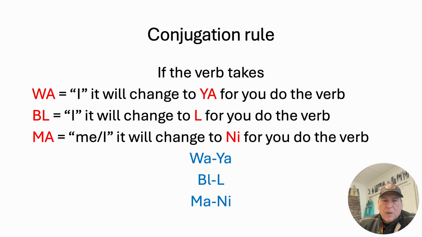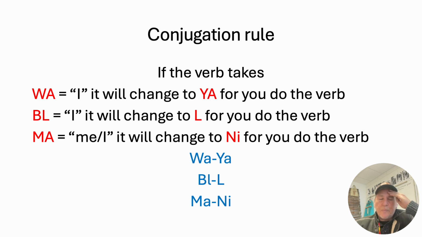Okay, so let's build off of that. If a verb takes wa to make it "I do it," then it's going to change to ya to make it "you do it." If it takes a BL to make it "I do it," then it's going to change to an L to make it "you do it." If it takes a ma for "me" or "I," then it will change to ni for "you do the verb," or that verb's affecting you.